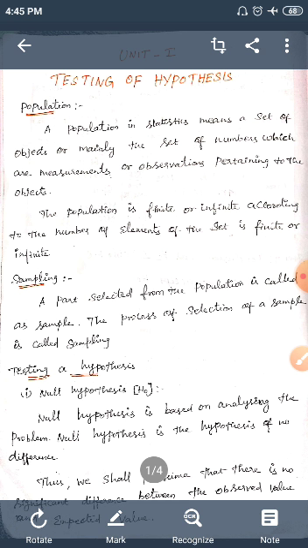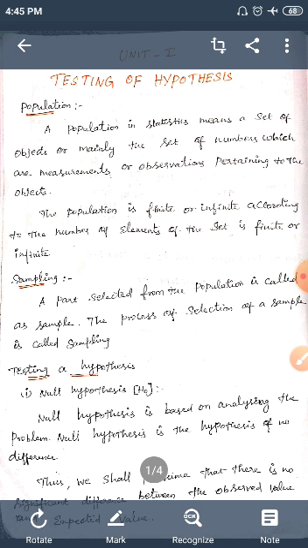Then going to sampling. What is sampling? A part selected from the population is called a sample. The process of selection of a sample is called sampling. For example, in a classroom, you are choosing some of the students, say roll number 5 or 6. This will be taken as a sample.